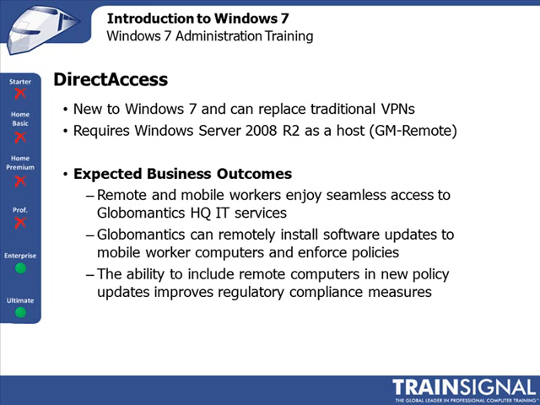This is a new feature to Windows 7 and Windows Server 2008 R2, and it can actually replace a traditional VPN connection. Direct Access, as I mentioned, requires a 2008 R2 server as a host, and for the purposes of Global Mantic, they have a server right now called GM-Remote that they will ultimately use as a Direct Access connectivity machine. Direct Access is a way that you can establish what's called bidirectional connectivity with a user's laptop or mobile computer.